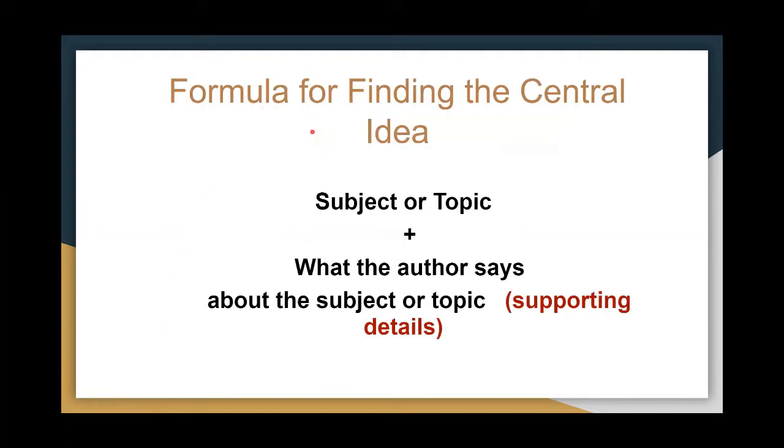The formula for finding the central idea. It's very simple. We look at the subject or the topic of a text, and we also look at what the author says about the subject or topic. That's also known as supporting details because they provide support to the central idea of a text.